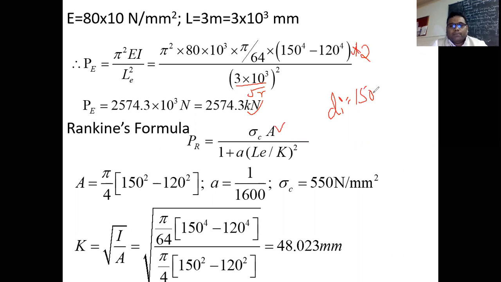That is 150 minus 2 into thickness. Thickness is 15, so 2 into 15 is 30. Like this we have calculated that the inner diameter is 120. You might have understood. Next, a is given: a is equal to 1 by 1600, and sigma c is equal to 550. This is given as 550 Newton per mm square.